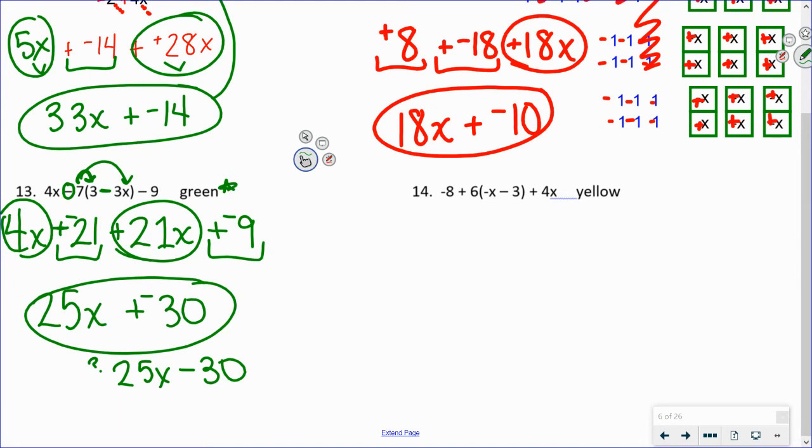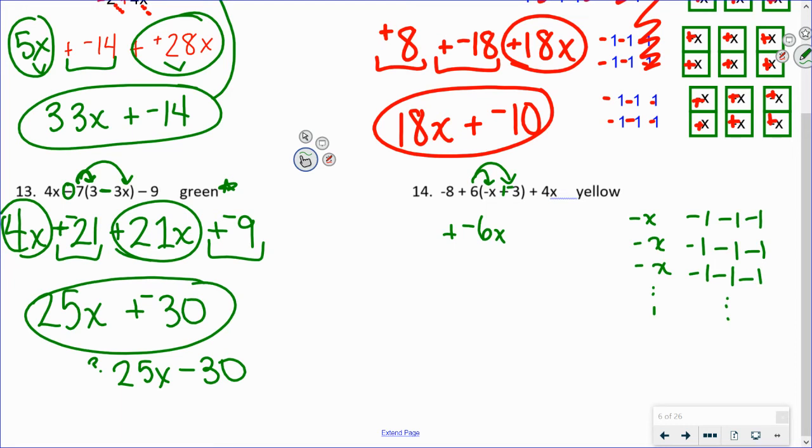Let's pop over to number 14. 6 groups of negative x is going to be negative 6x's. 6 groups of minus 3, 6 groups of subtract 3 is going to be subtracting 18, or you can write add the opposite. Notice the 4x, not a part of that group. The negative 8 out front, not a part of the group.